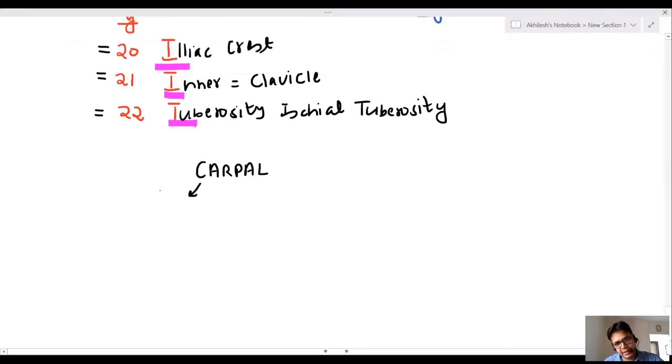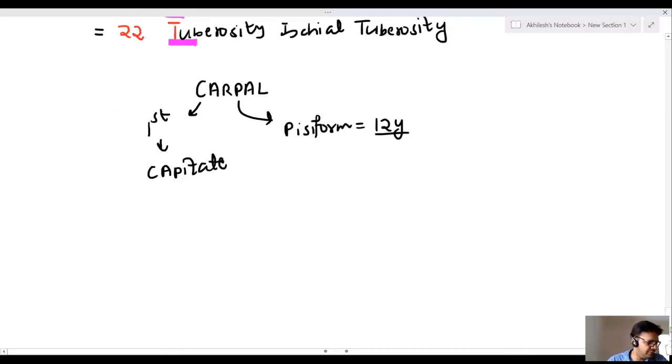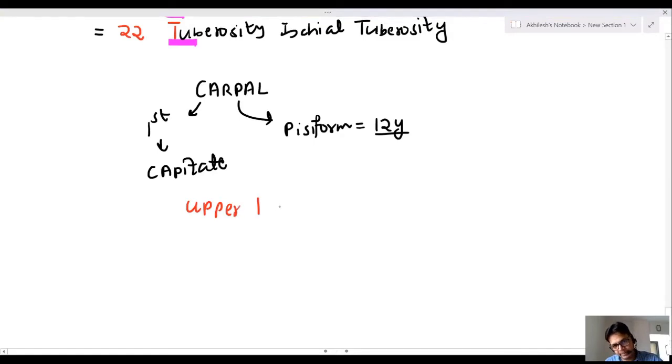Now in carpal bones, the first carpal bone to fuse is capitate, and the last carpal bone to fuse is pisiform, at 12 years. First carpal bone to fuse is capitate. Pisiform maximum age of fusion is 12 years. Carpal bones are done. Now, what about upper limb and lower limb?